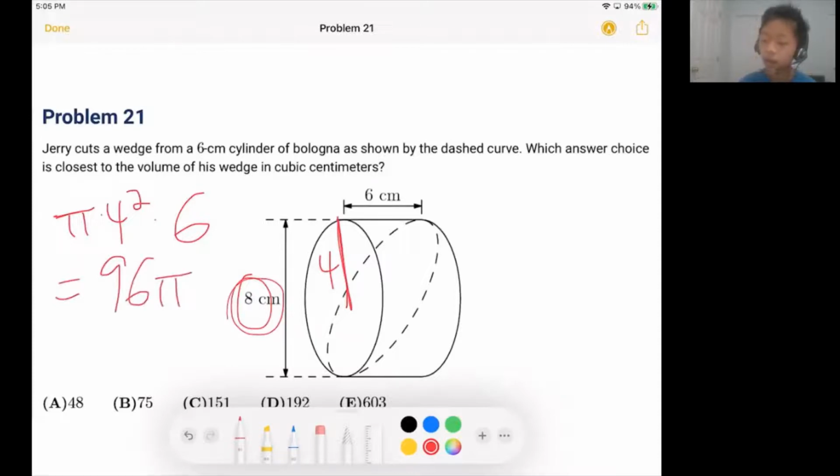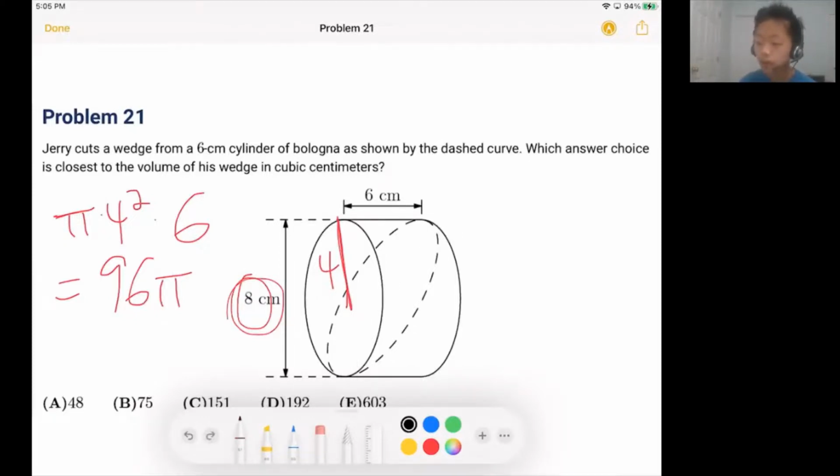But the question doesn't want us to find the volume of the cylinder. It wants us to find the volume of the wedge he creates. But luckily, this is pretty simple, because in this diagram, the cylinder is cut in half. You're just looking at the symmetry. You're taking the cylinder from this point to this point and cutting it in half. You're slicing the cylinder diagonally. You can think of it like that.